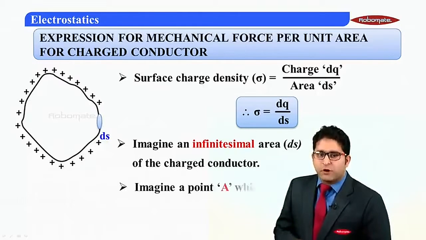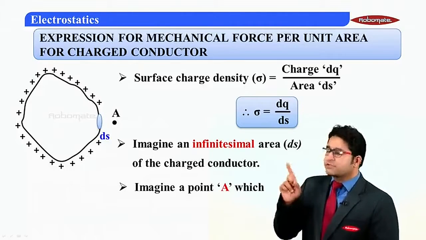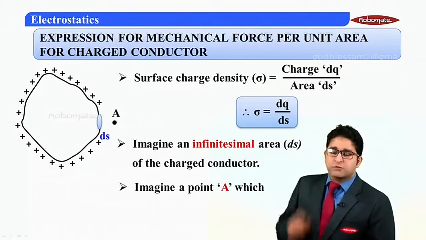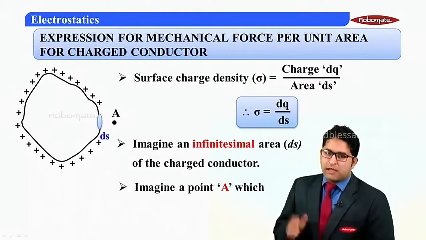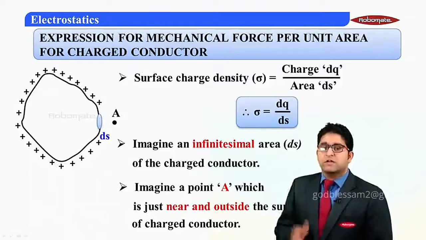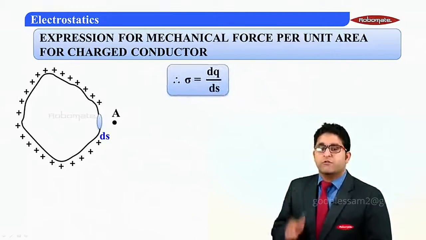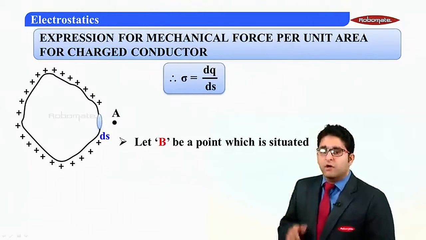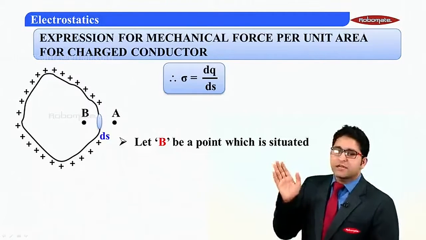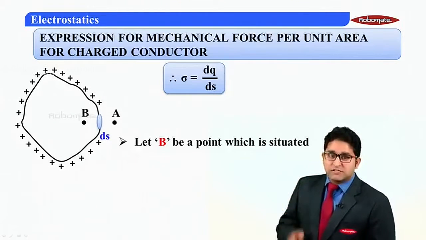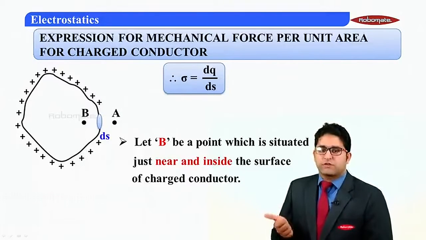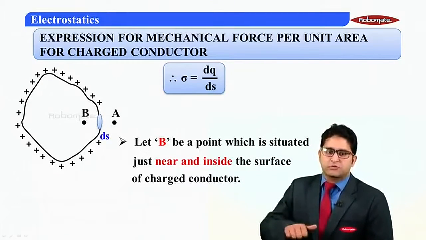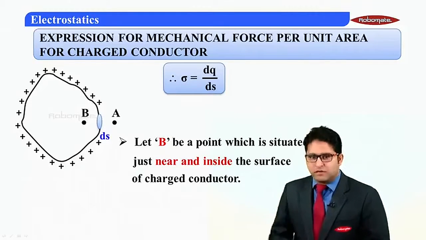First of all, we'll consider point A, which is just outside. Now see the diagram, see point A, it is just outside and it is very near to the surface of the charged conductor. And in a similar fashion, we'll consider another point B, which is just inside. Now see the diagram again. Point B is just inside and it is very near to the surface of the charged conductor. So we have considered 2 points, point A, which is just outside, and point B, which is just inside.